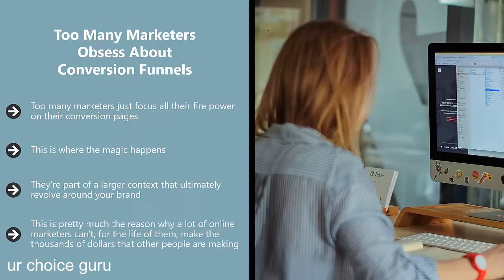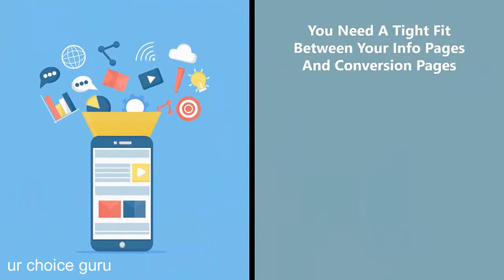This is pretty much the reason why a lot of online marketers can't, for the life of them, make the thousands of dollars that other people are making. It's not because they're dumb. It's because they're focusing on the wrong things. You need a tight fit between your info pages and conversion pages. You have to make sure that you use calls to action to get people to where you need them to go. Unfortunately, when marketers set up K and L pages, they skip the T pages.